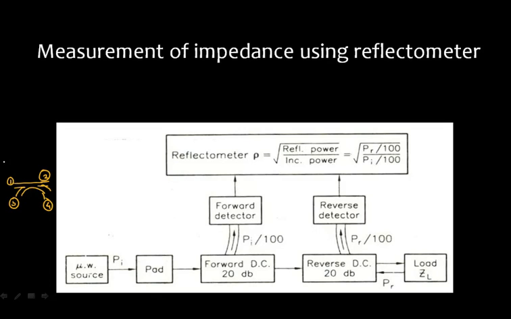So the ratio of 10 log to the base 10 of Pi by Pf shows you the coupling factor. If I'm saying my coupling factor is 20 dB, it means that my input power is 100 times greater than the forward power, or I can say that my forward power is 100 times smaller than the input power. And if I take it as 30 dB, I can say the forward power is 1000 times smaller than the input power. So I'm using a directional coupler.